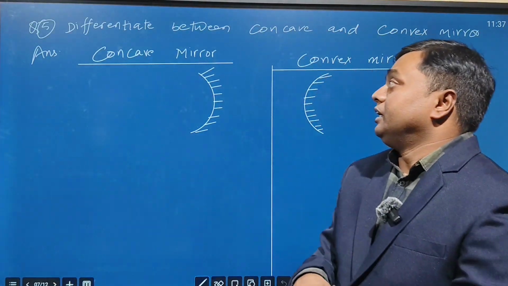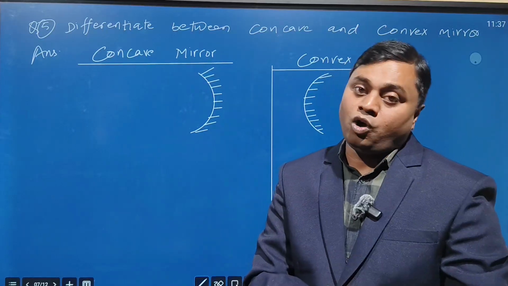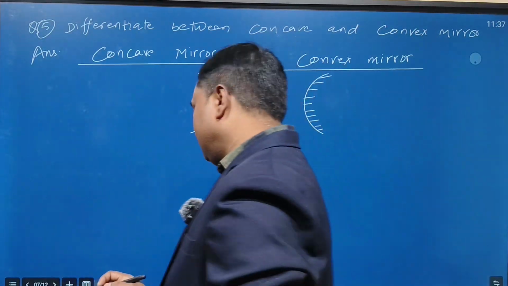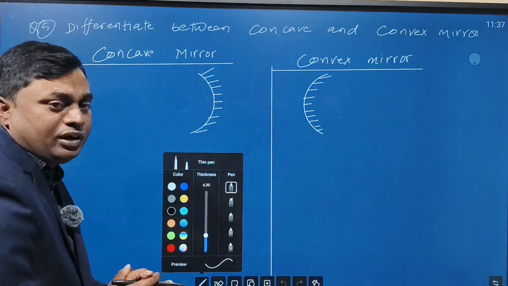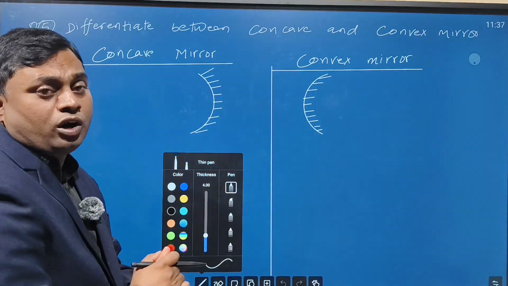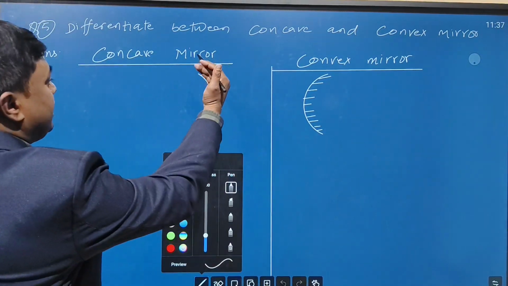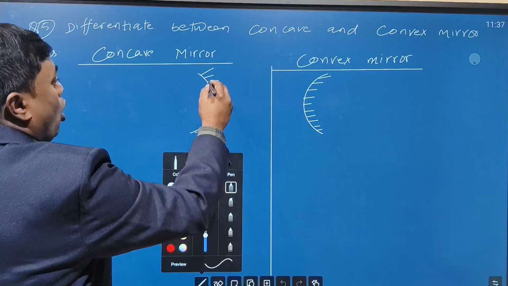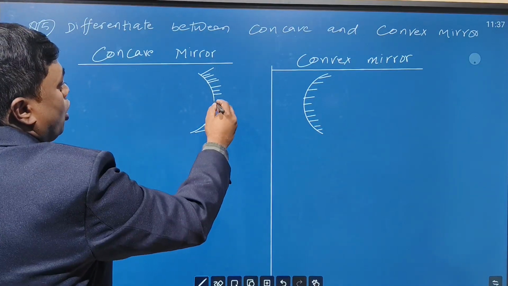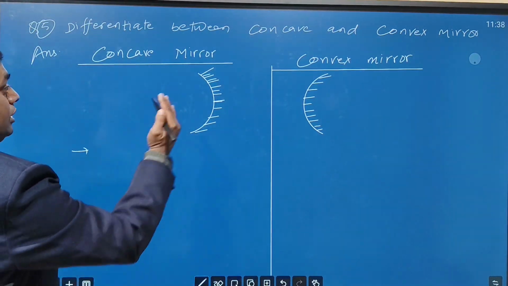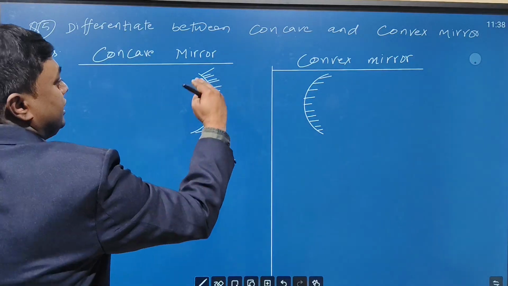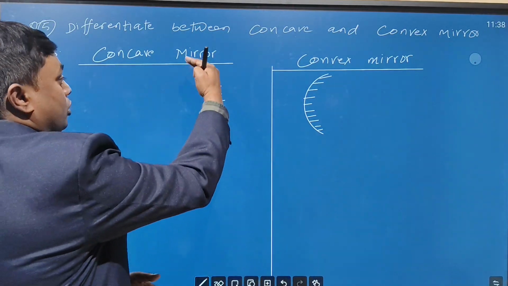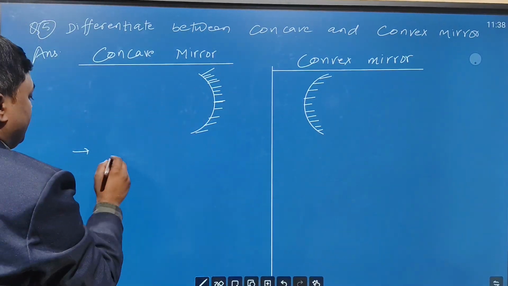Next, differentiate between concave mirror and convex mirror. Try to understand, the spherical mirror is of two types. One is concave mirror, another is convex mirror. Concave mirror is a spherical mirror in which the outer part is polished. What is polished? Outer part is polished. Here you can see this is a spherical mirror. In this, the outer part is polished, so the inner part is the reflecting part.